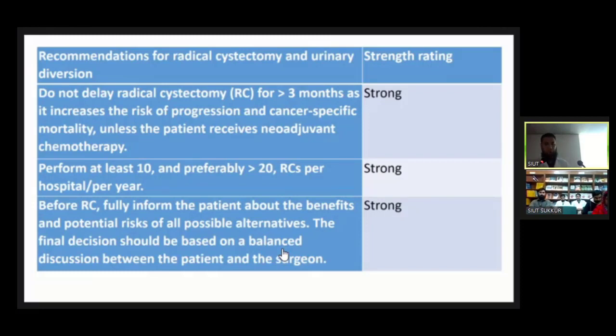For prostate, yes, robotic surgery. For partial nephrectomies, yes, robotic surgery. For radical nephrectomy, yes, plus or minus laparoscopy. But for bladder cancer, there is still a school of thought which says that open should be done, and the latest guidelines also recommend that it should be done minimally invasively.